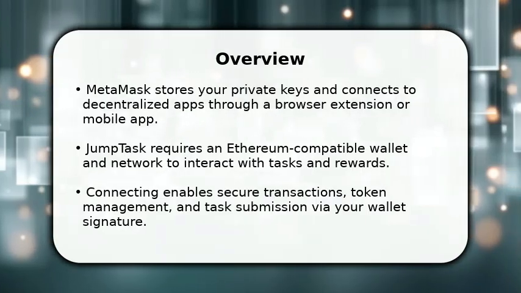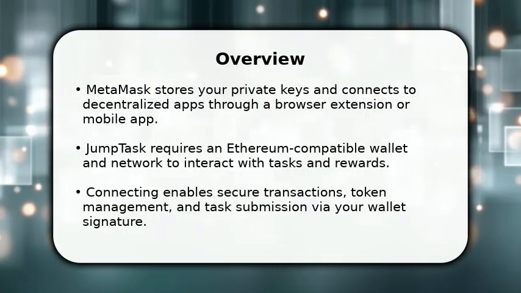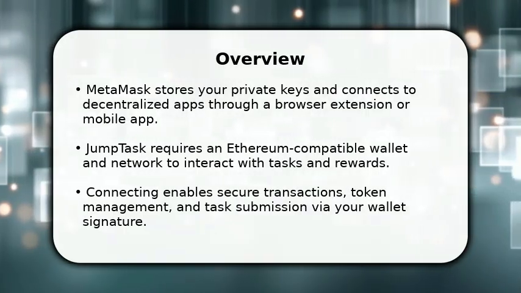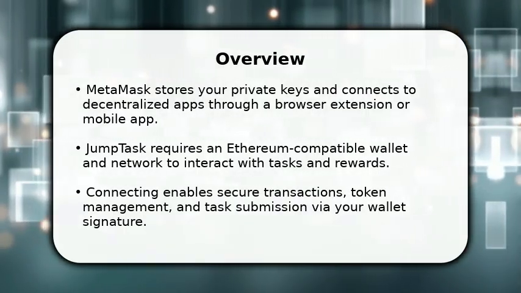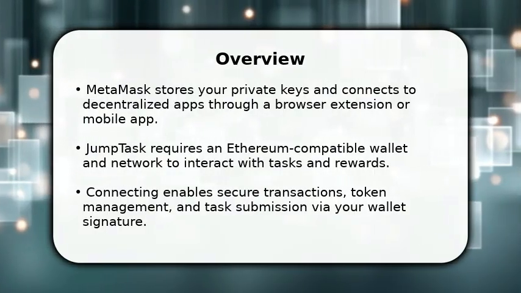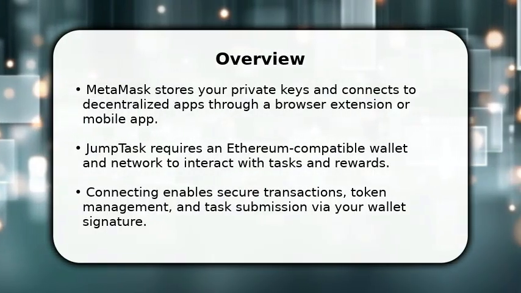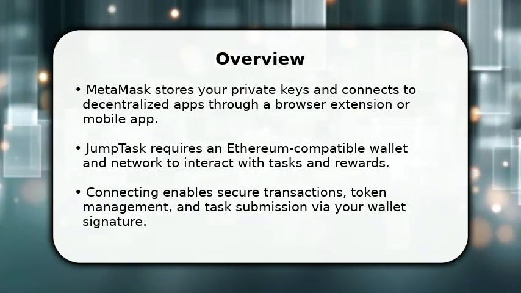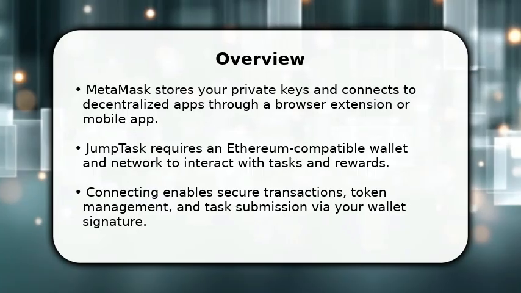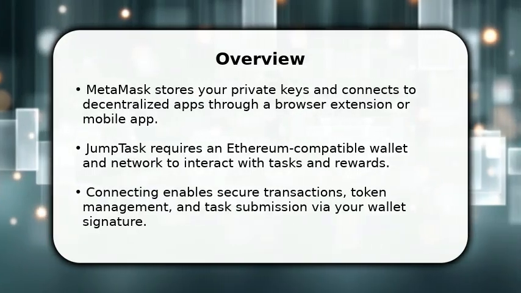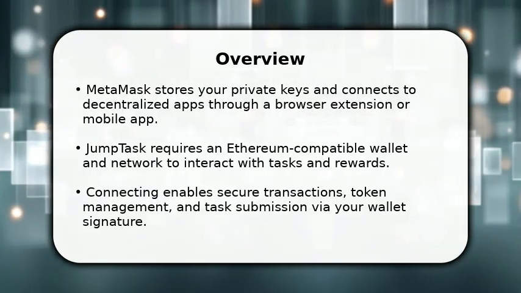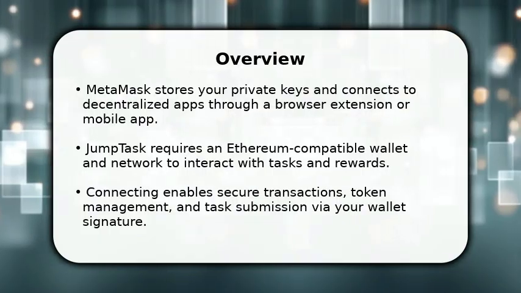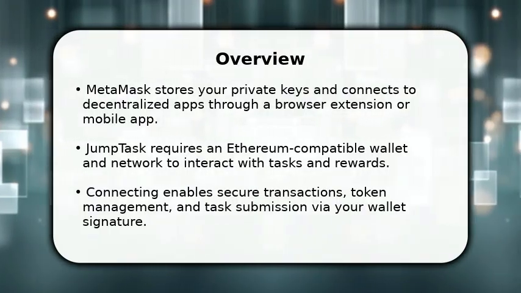In this video, I will show how to connect your MetaMask wallet to JumpTask. Open MetaMask, unlock your account, and switch to the correct network used by JumpTask. Next, go to JumpTask and choose Connect Wallet, then approve the connection request in MetaMask. Confirm any signature prompts and allow necessary permissions. After connecting, check your address and balance to verify successful link and readiness to use features.